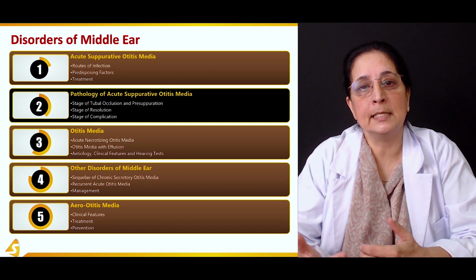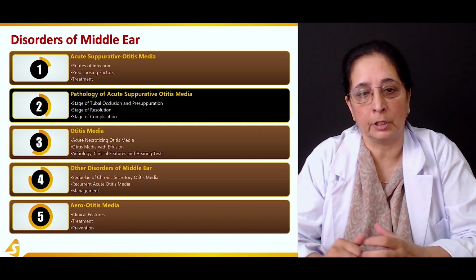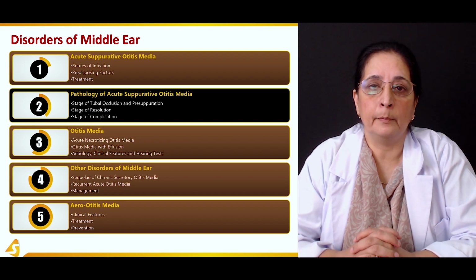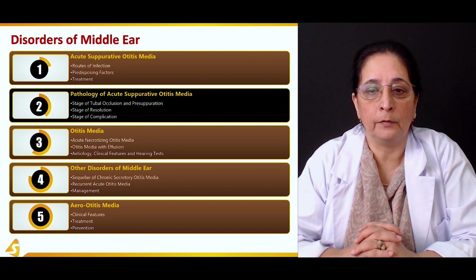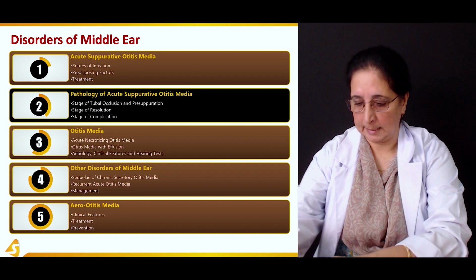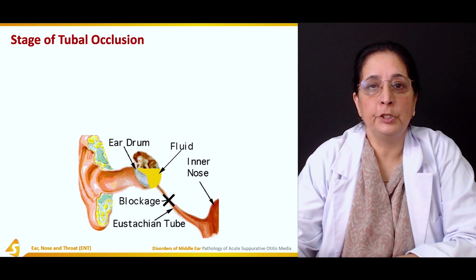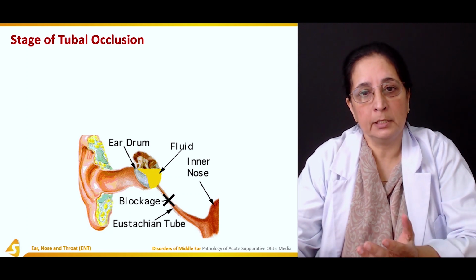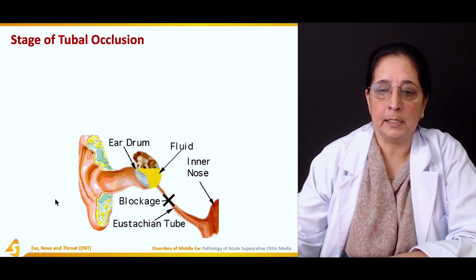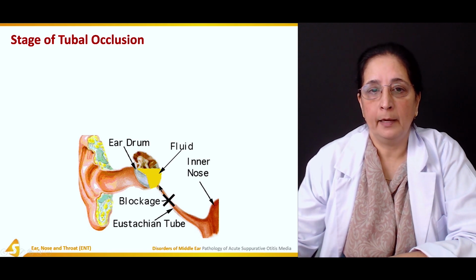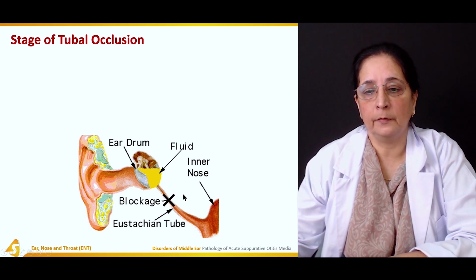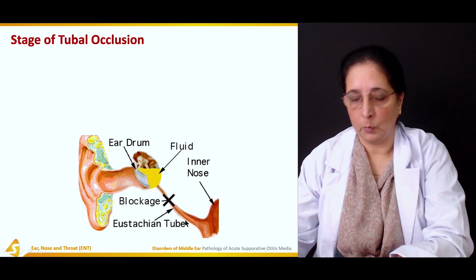What are the different stages of resolution? And also we will talk about the complications of suppurative otitis media. So stage of tubal occlusion, this tube we are talking about is the eustachian tube. Here when there is blockage of the eustachian tube.